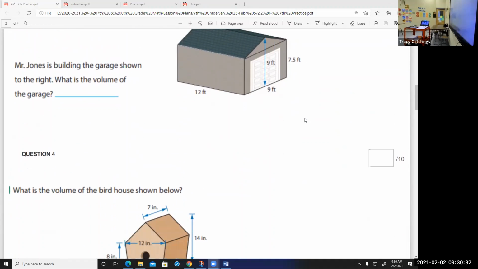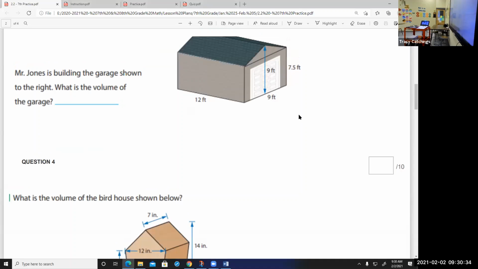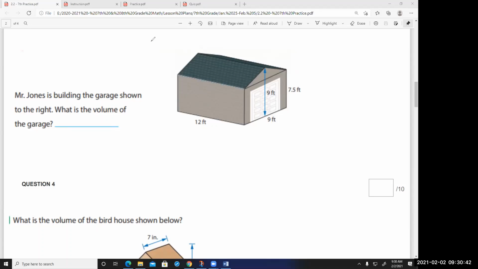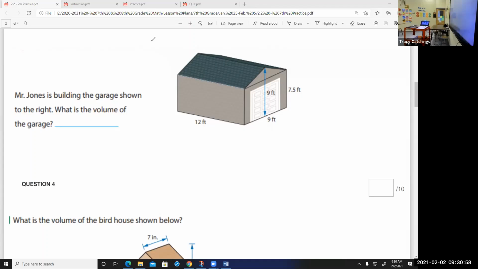All right, can someone read that to us? Mr. Jones is building the garage shown to the right. Go ahead, Jakirian. What is the volume of the garage? All right. She started, then Kennedy started, and then they kind of both stopped.